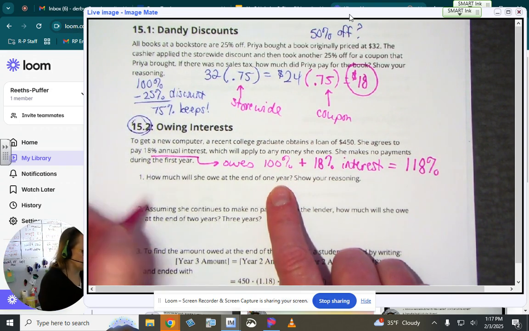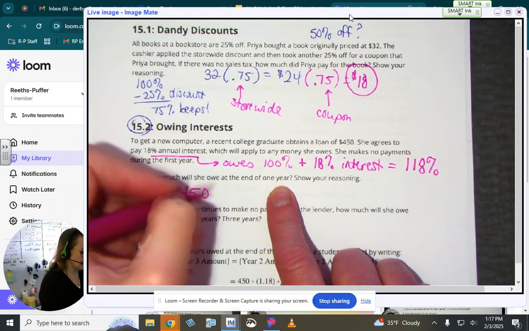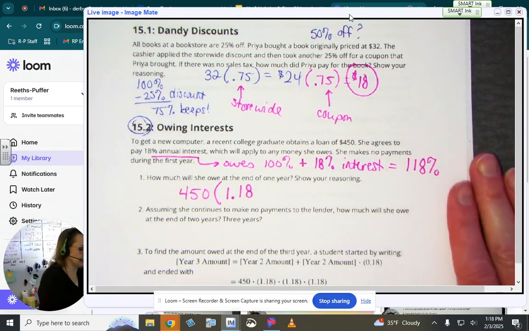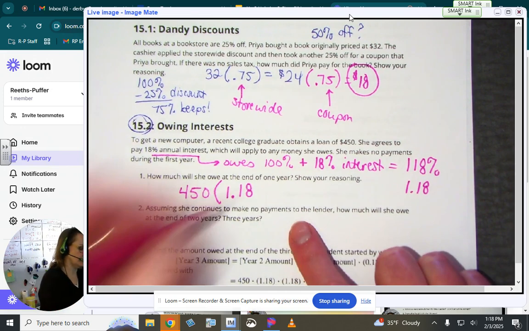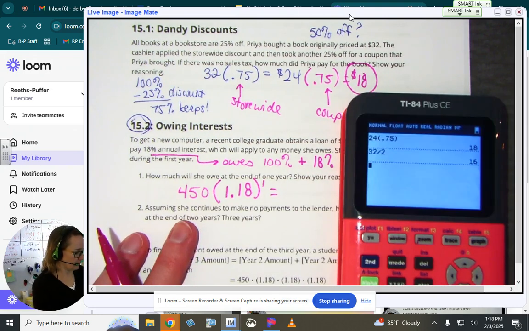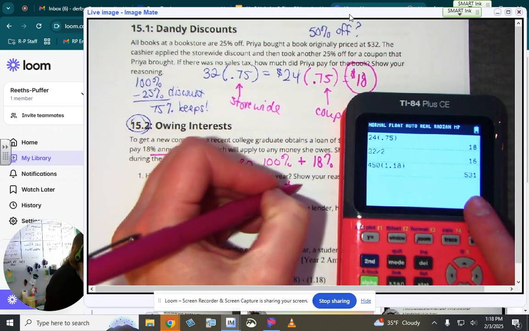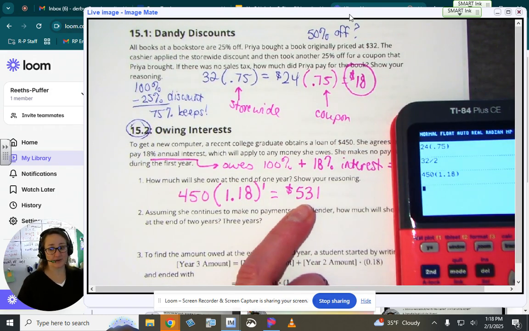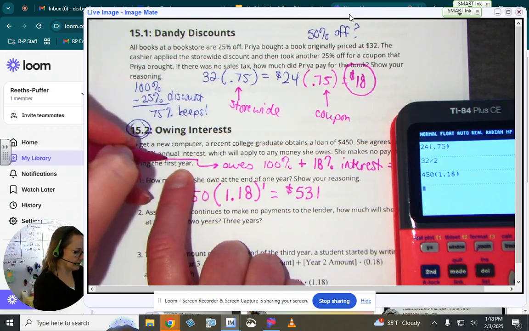At the end of 1 year, her $450 that her loan started at, still a starting number, I'm going to multiply it by 1.18, because that is 118% rewritten as a decimal multiplier factor. And if we do it at the end of 1 year, 450 times 1.18 means that after 1 year without any payments, she's going to owe $531. Annual, remember, means 1 year.